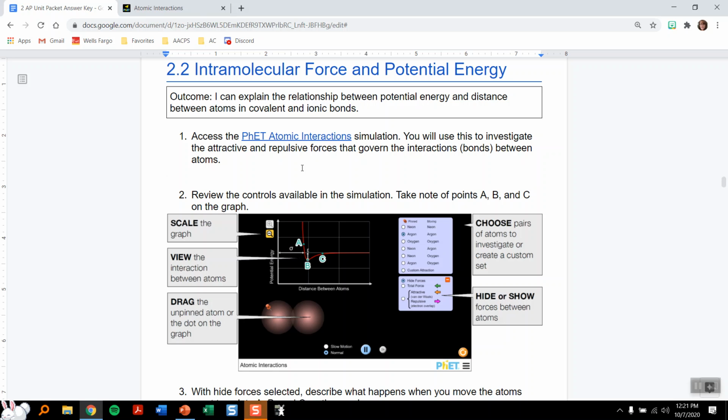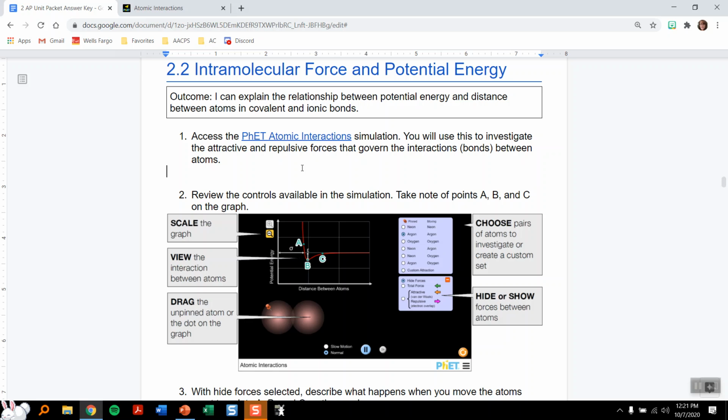2.2 is intramolecular force and potential energy. So our outcome is I can explain the relationship between potential energy and distance between atoms in covalent and ionic bonds. So first you're going to have to access the PhET simulation.